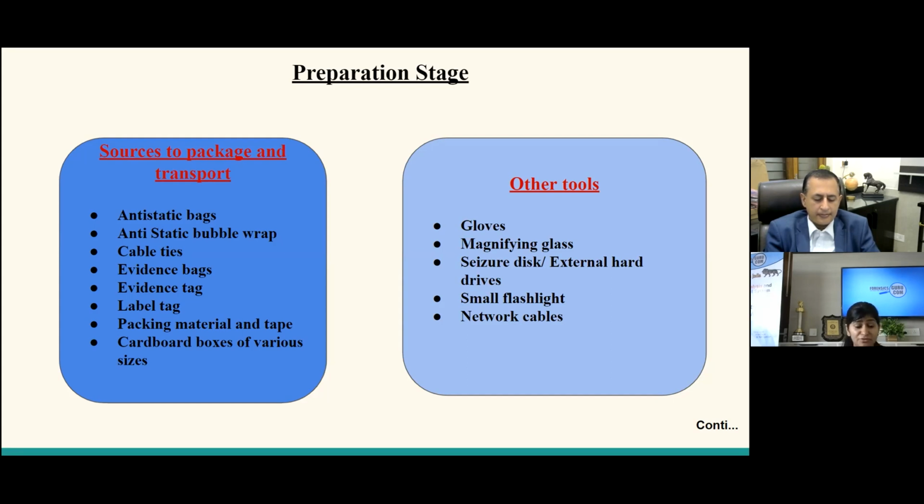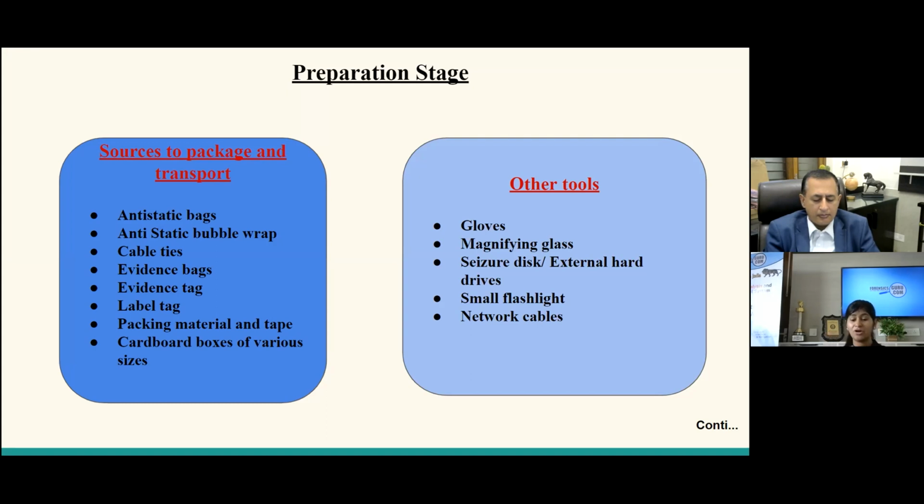All right. Moving forward, the investigator needs to have other tools as well, for instance gloves, a magnifying glass, scissors, an extra hard disk, a flashlight, and network cables. The magnifying glass is used to inspect very tiny items, if there are any at the incident location. And sometimes, what is the protocol?